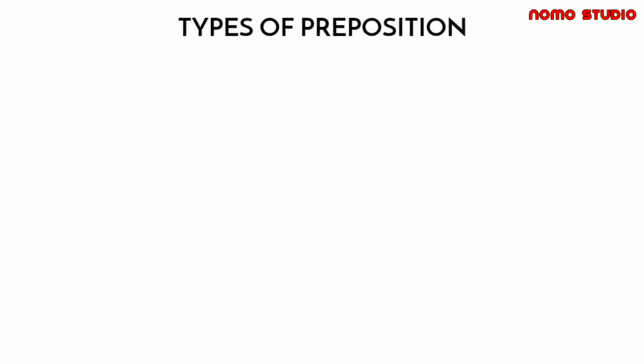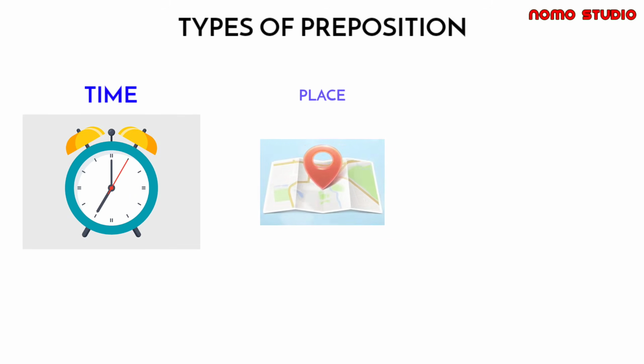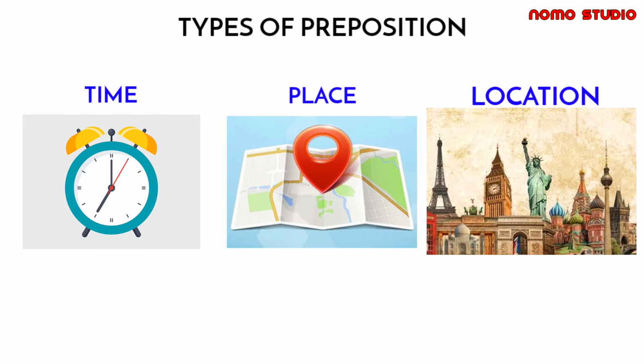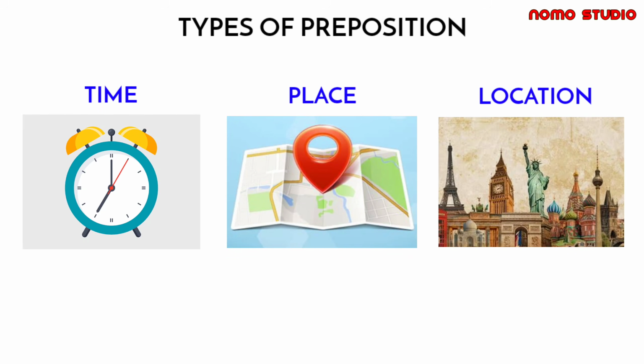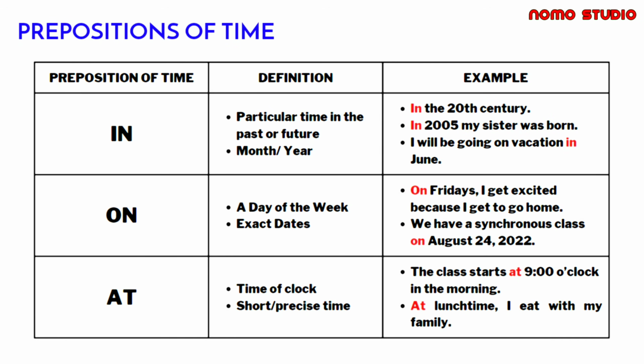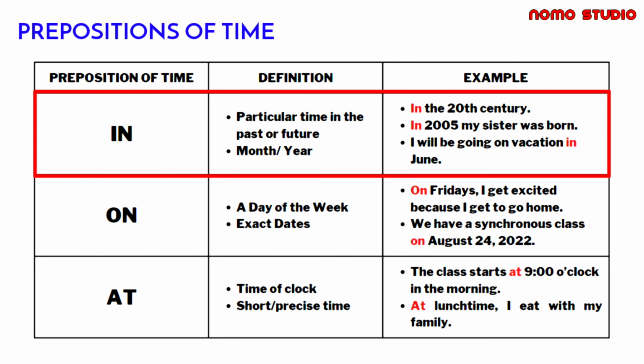So now let's proceed with the types of preposition. So we have a preposition of time, preposition of place, and preposition of location. So first, we will tackle the prepositions of time. We have here in, on, at. So kapag sinabi nating in, that means we are referring to a particular time in the past or future, and also with a month or year. Let's say, for example, in the 20th century, in 2005, my sister was born. I will be going on vacation in June.